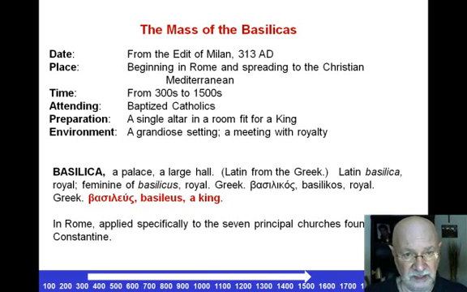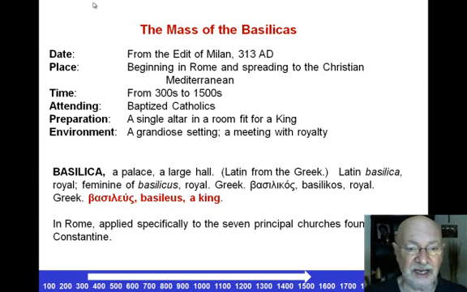Here's the summary panel. I called it the Mass of the Basilicas. We're talking from the period of the Edict of Milan. That is when Constantine, after he became emperor, decreed freedom of religion for Christians, 313. This whole phenomenon of the basilica began in Rome and spread to the Christian Mediterranean. The time is, as we see in the timeline, about the 300s to the 1500s. Attending, of course, were always, because this was the high worship of Christians, baptized Catholics alone. The preparation is a single altar in a room fit for a king.